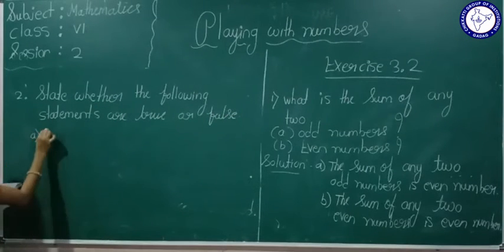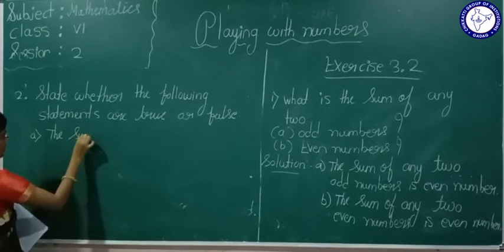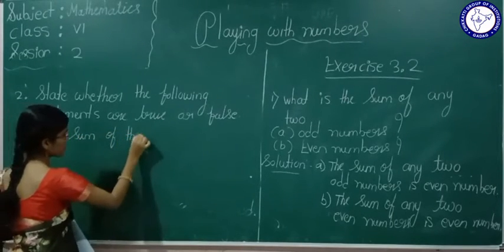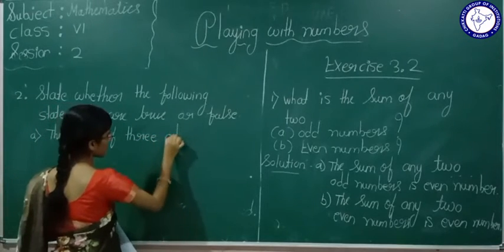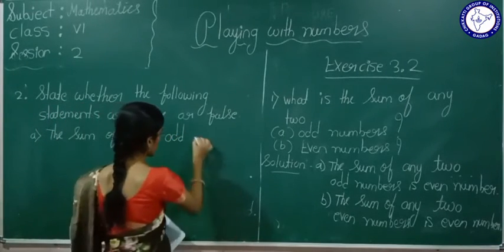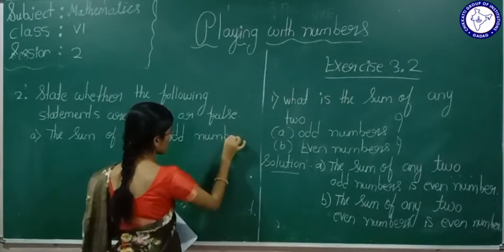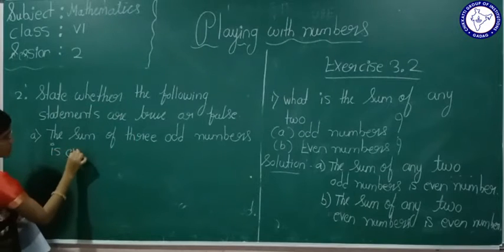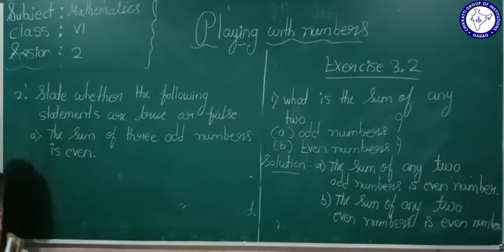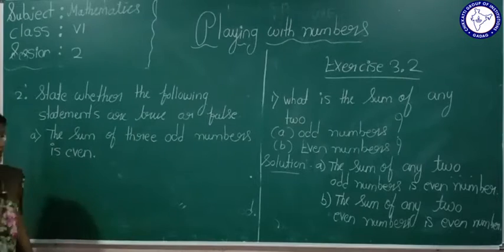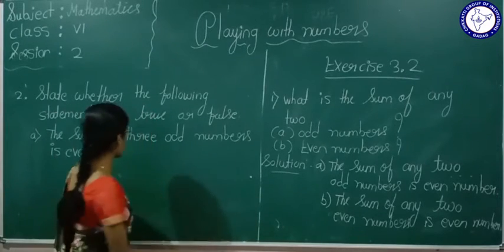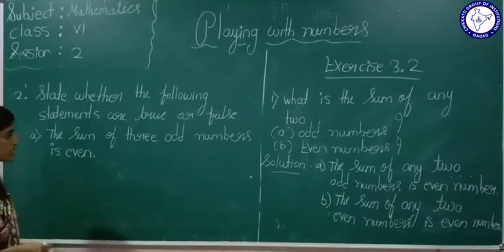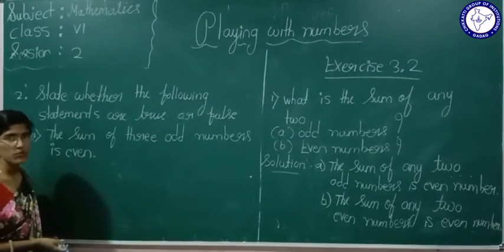Say A, the sum of three odd numbers is even. Now tell me students, is this correct? The sum of three odd numbers is even. Is it correct? Now we will take one example and see. Take any three odd numbers. What are the odd numbers?